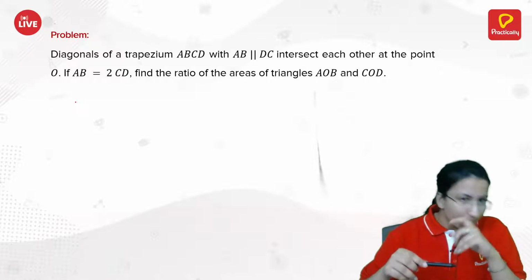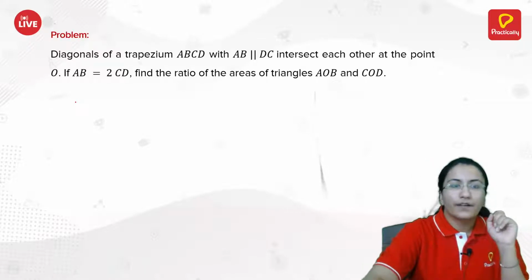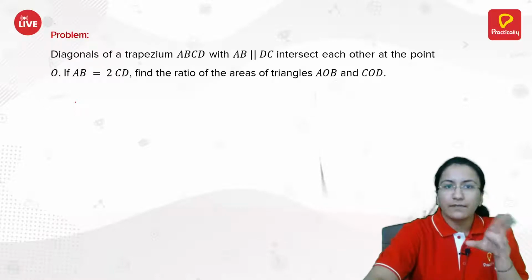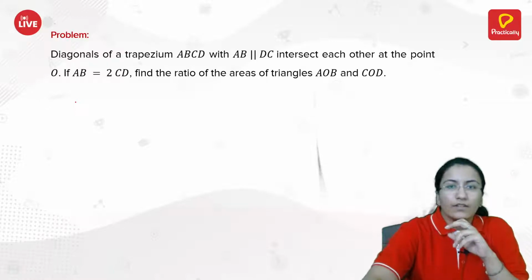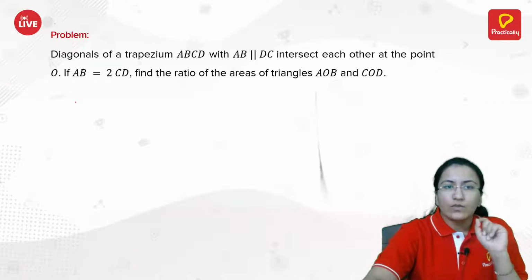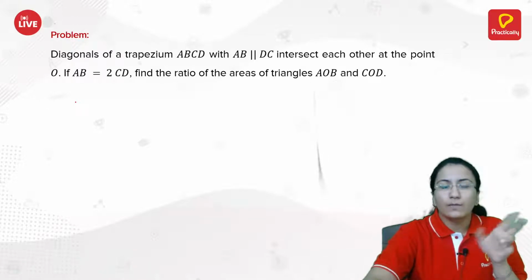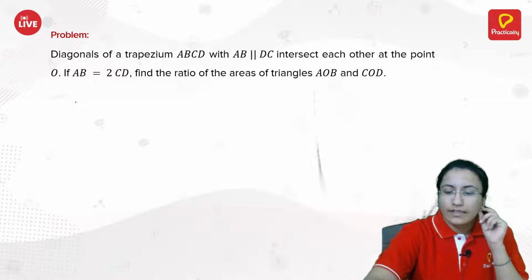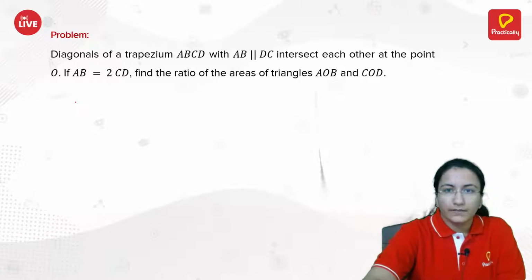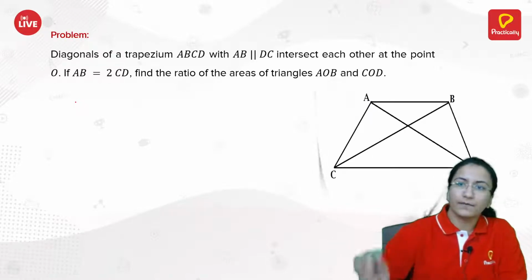Okay, so here we have trapezium ABCD where AB is parallel to CD. We have a condition: AB is equal to twice of CD. We need to find the ratio of the areas of the two triangles. Let's just draw the figure. Here we have a figure, right?